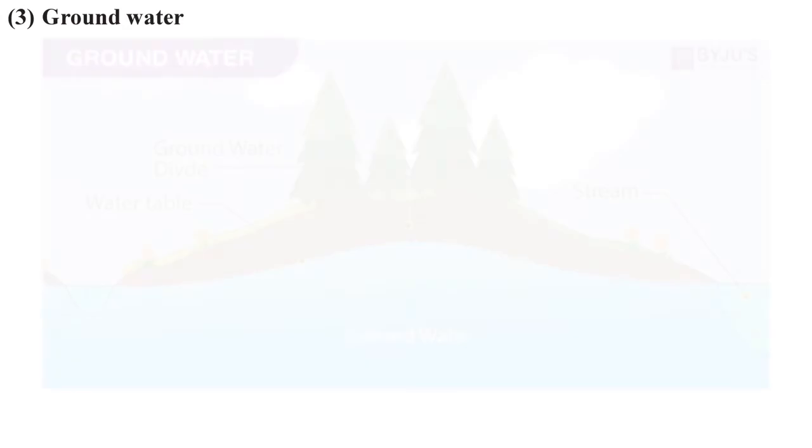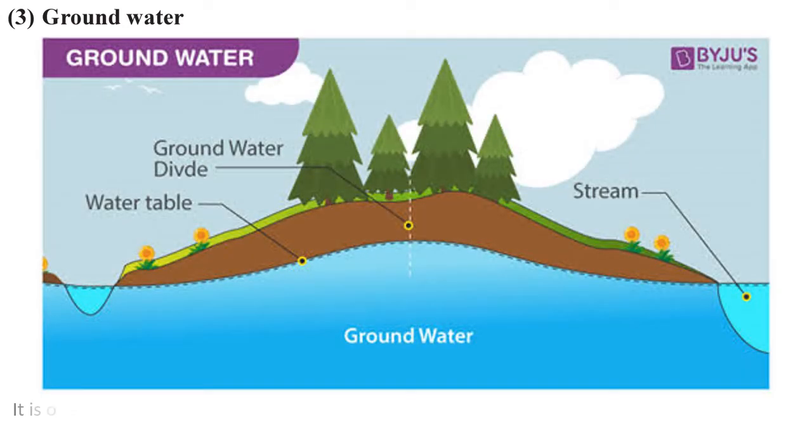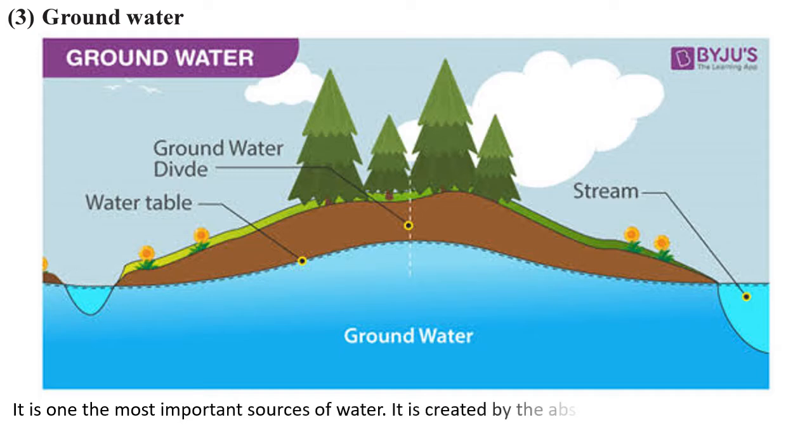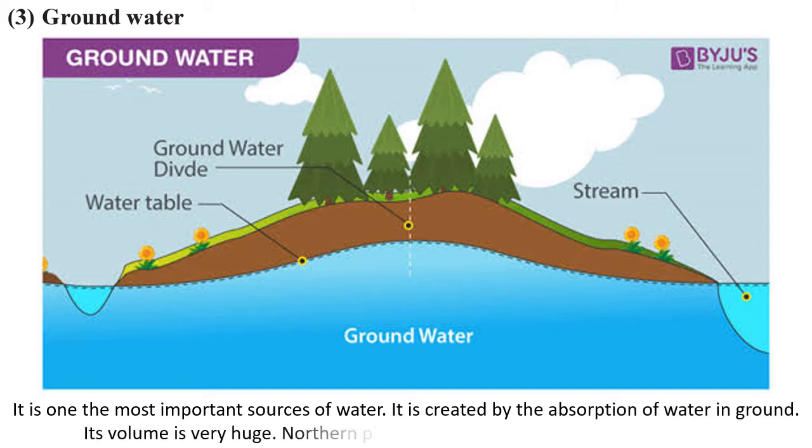Third is groundwater. Groundwater basically means water which is in the underground system. It is one of the most important sources of water. It is created by the absorption of water in the ground. Its volume is very huge. Northern plains of India have almost 42% groundwater. The southern and eastern plains have hilly and mountainous regions, so they have less groundwater.